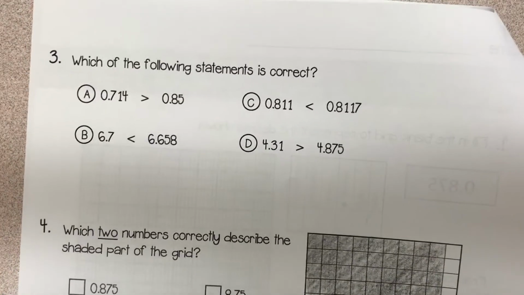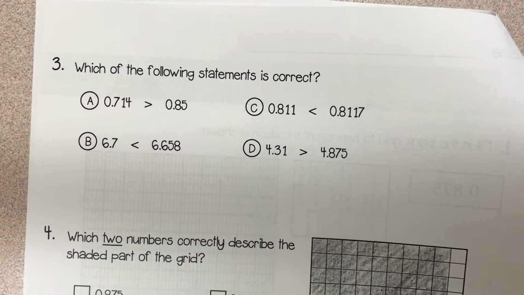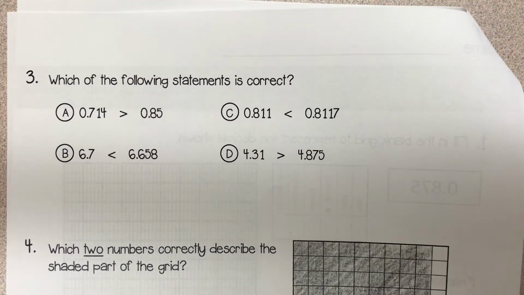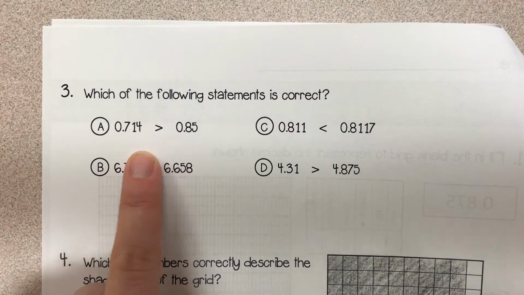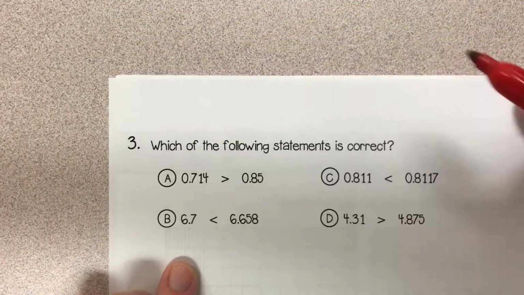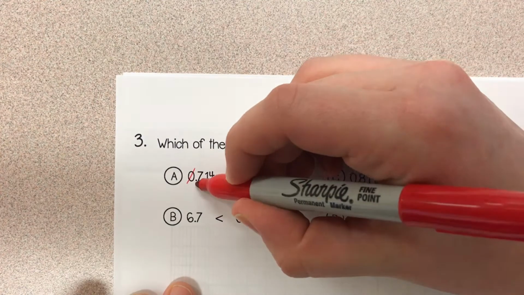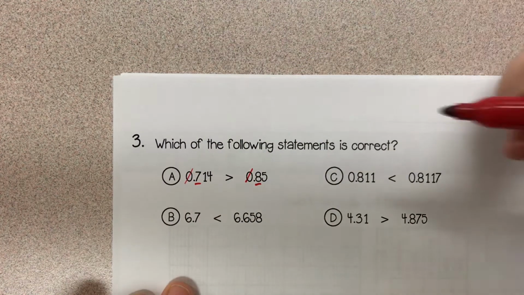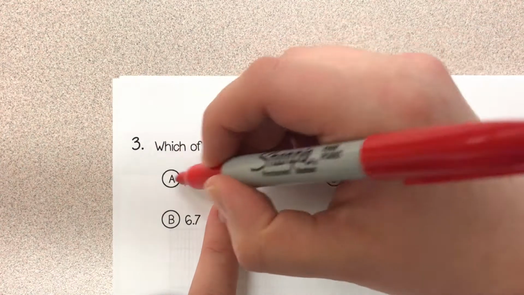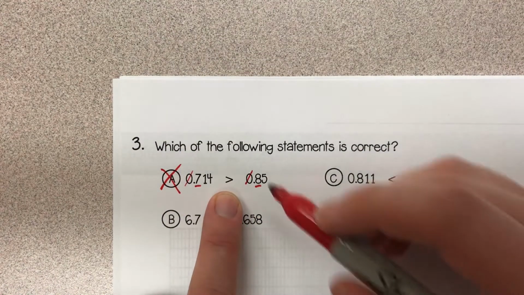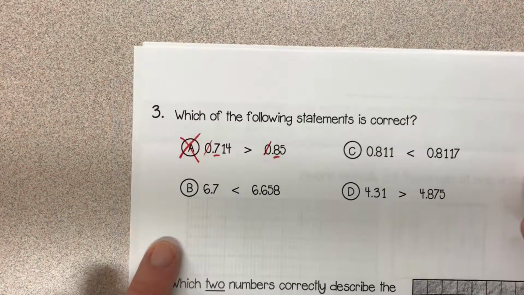All right, which of the following statements is correct? So this is comparing. We just have to pick out the one that states the correct comparison. So for A, the zeros both cancel each other out. Now we're looking at the next place, which is the tenths, and 8 is greater than 7, so this is wrong. This 0.85 is larger, so this comparison sign is incorrect.